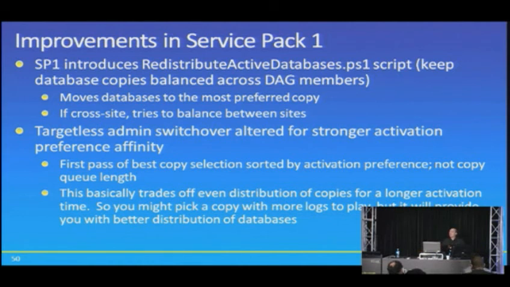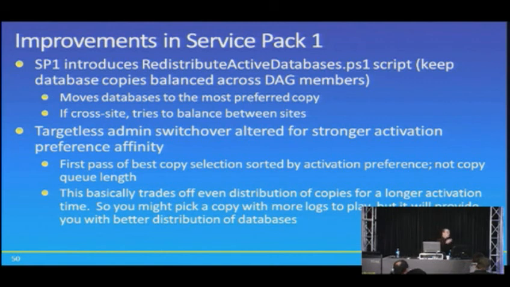But what we found out, though, is that that led us to uneven distribution of our databases. Uneven in terms of activation preference, uneven in terms of where the copies were located, where we wanted them to be located, and so forth. So we came up with a very sophisticated script called redistribute active databases. And what it will do is it will spread that load evenly across your DAG. Okay, so look at things like activation preference, make sure that that's balanced out. It'll look at copy location, make sure that's balanced out. And you actually can do that not just by activation preference, but you can also balance them out across sites as well. Okay, so you can balance within a site or across sites as well.